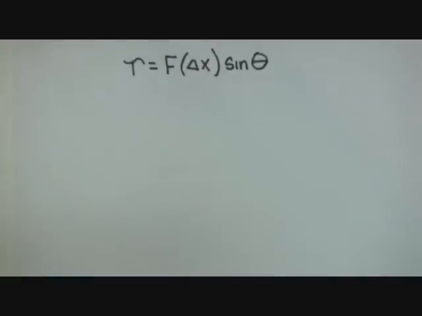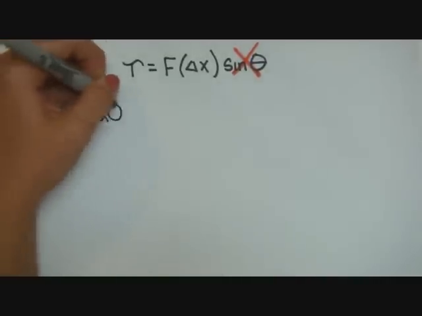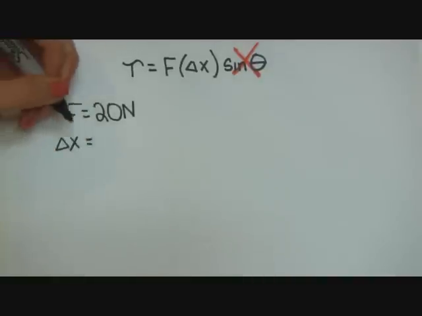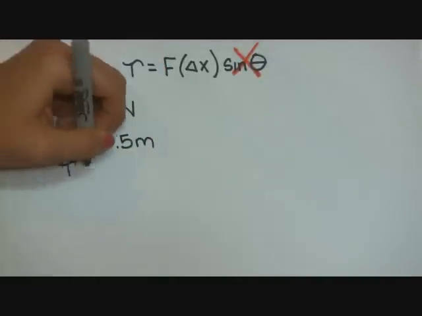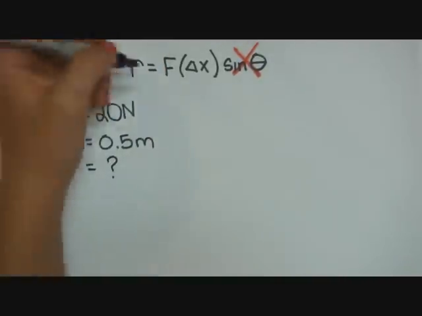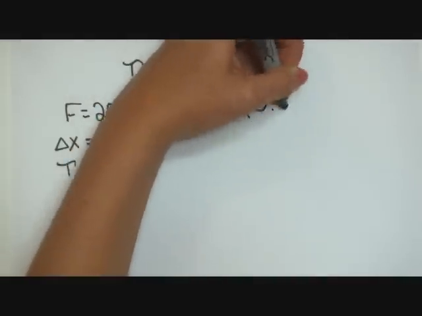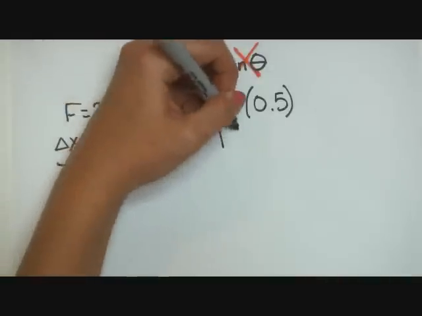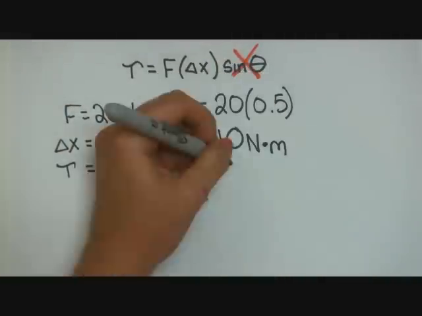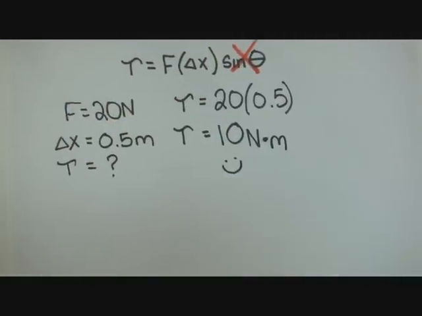Well, you would start off with your equation, torque equals force times distance times sine of the angle. However, you may cross out the angle because it's perpendicular, or 90 degrees, to the force. Then, you would list your givens. Force is 20 newtons, length is 0.5 meters, and you would list what you're solving for, which is torque. Then you would plug in your givens into the equation and solve for torque, and your answer should equal 10 newton meters.